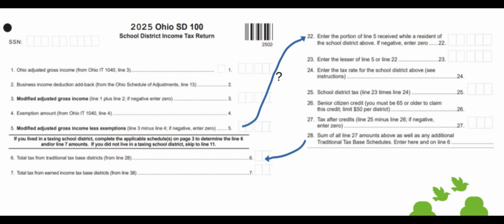Here we can see the high-level flow of information on the SD100. Line 5 is the modified adjusted gross income minus exemptions. And in going from line 5 to line 22 in the traditional tax base section, there has to be a translation to calculate the amount of line 5 received while a resident of the school district. So we'll be focusing on that on the next few slides.